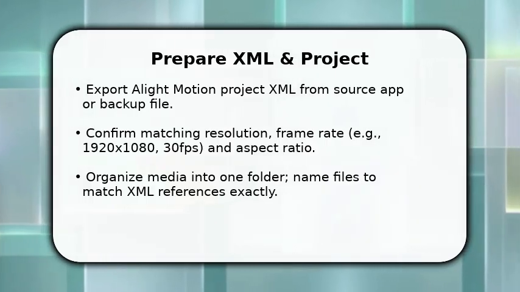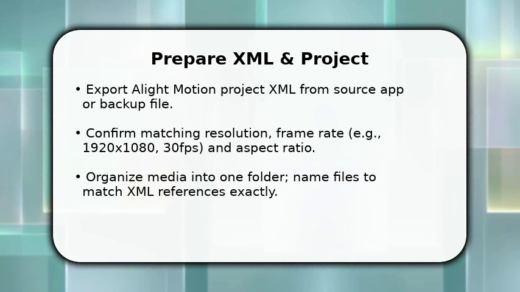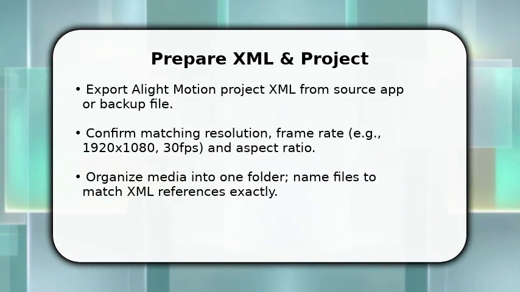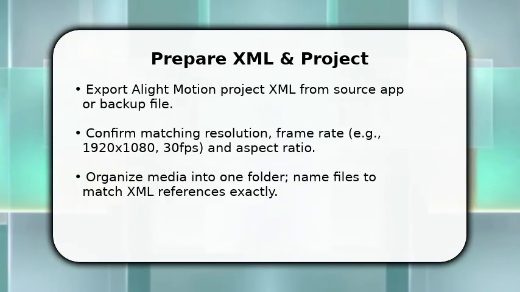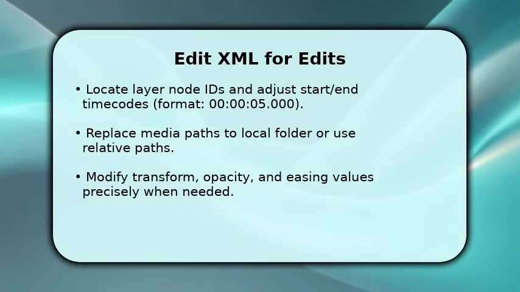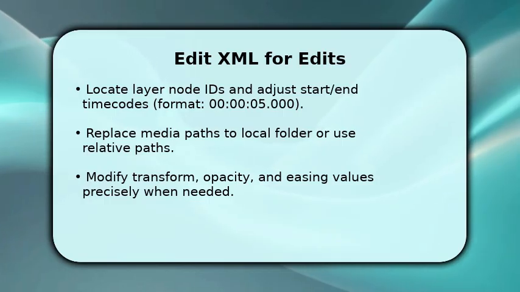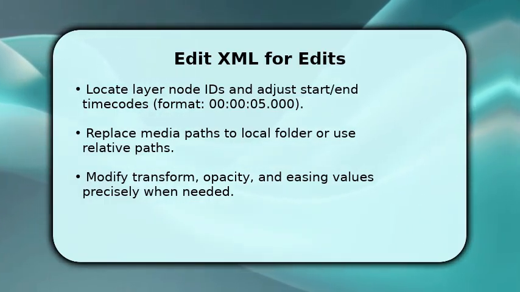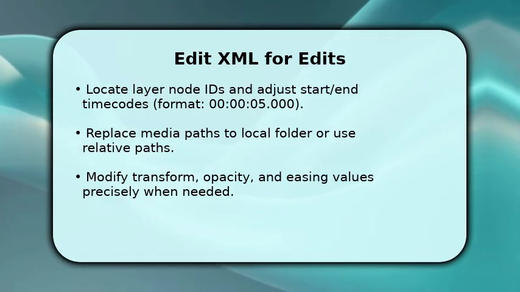Now locate timecodes and layer ID you'll edit. These are the first actionable targets for consistent imports. Now you'll modify the XML to change timing and assets directly. Search for layer nodes and change start and end attributes to new timecodes to reposition clips quickly. This is faster than manual trimming.